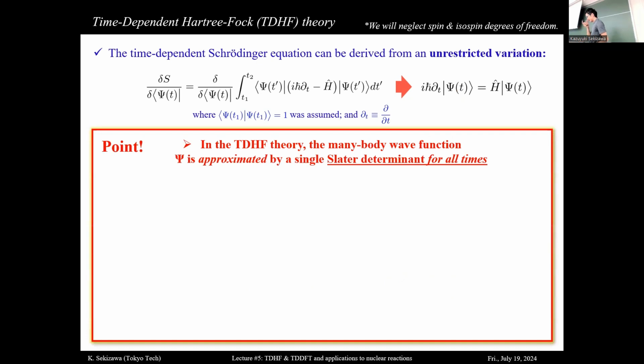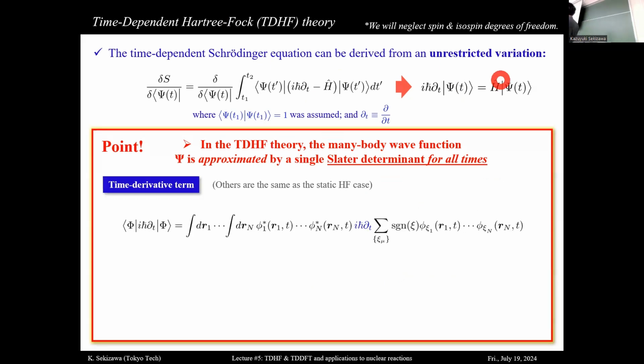So now, as you can expect, in the TDHF theory, we approximate the many-body wave function to be a single Slater determinant for all types. In the static Hartree-Fock case, we derived the expectation value of this Hamiltonian. What is new this time is the time derivative part. Let me explain briefly how to calculate it, but it is very similar to the one-body part.